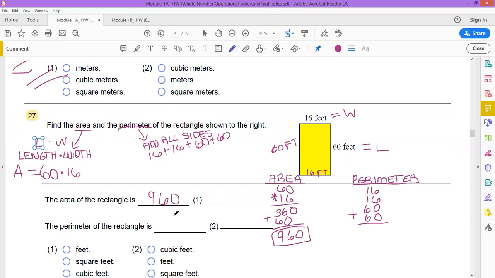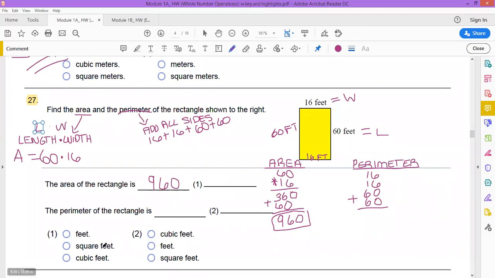Now, if you recall earlier when we talked about the units for area, area is square feet. So you can write it as feet to the second power, and then the same thing, but it's the second option. Remember, feet is for perimeter, cubic feet is for volume.